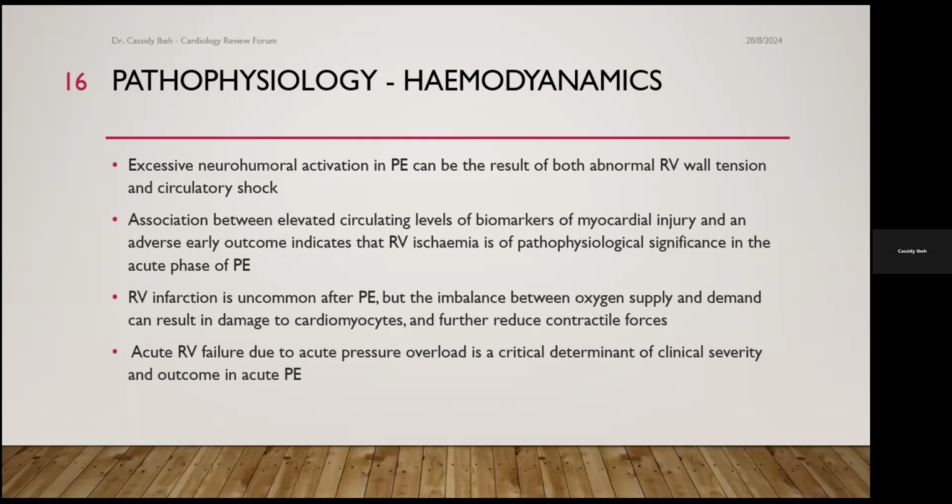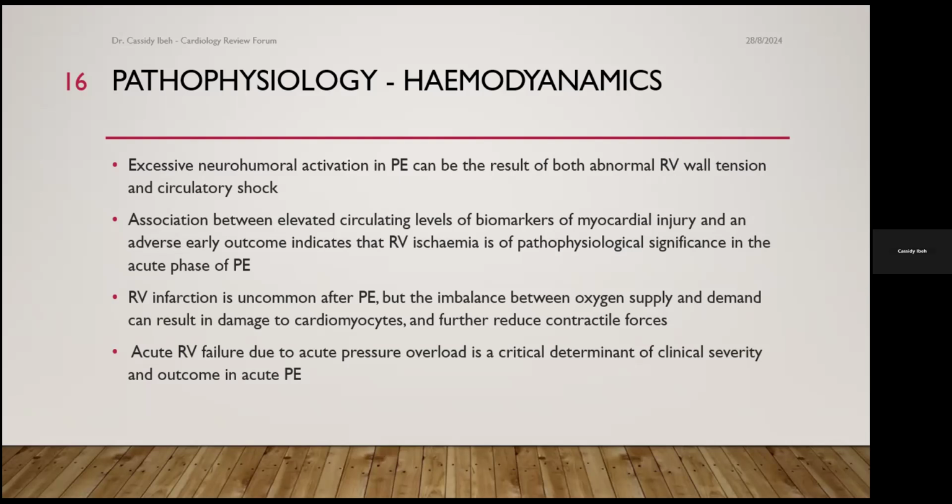Now, because of excessive neurohormonal activation in pulmonary embolism, this may result in both abnormal ventricular wall tension and circulatory shock. The association between elevated circulating biomarkers of myocardial injury and adverse early outcome indicates that right ventricular ischemia is of pathophysiological significance in pulmonary embolism. Right ventricular infarction is said to be uncommon after PE, but the imbalance between oxygen supply and demand can result in damage to cardiomyocytes, and of course further reduce the contractile forces.